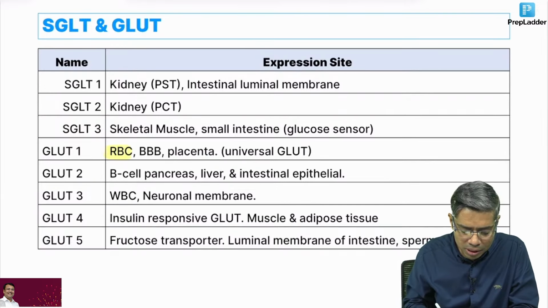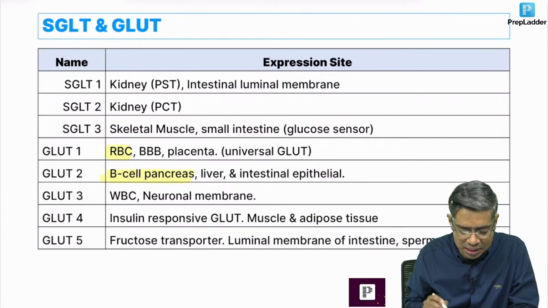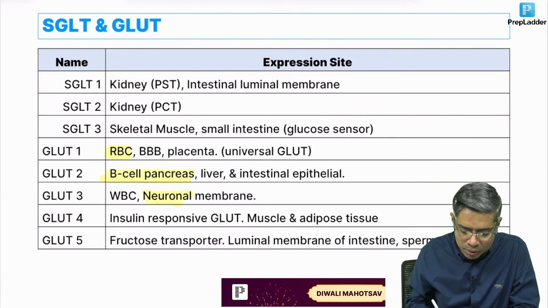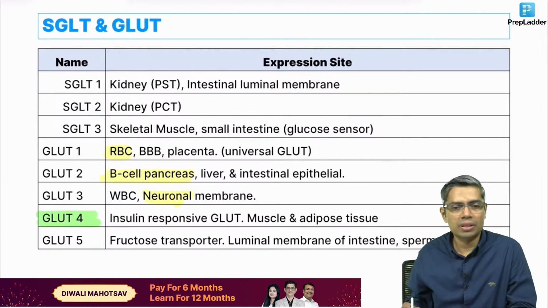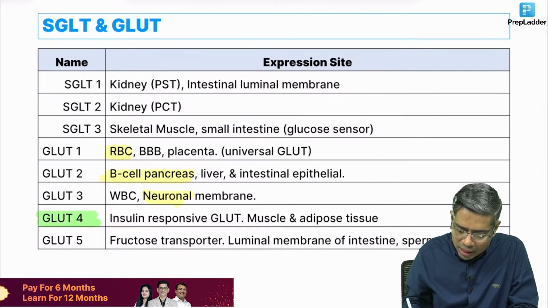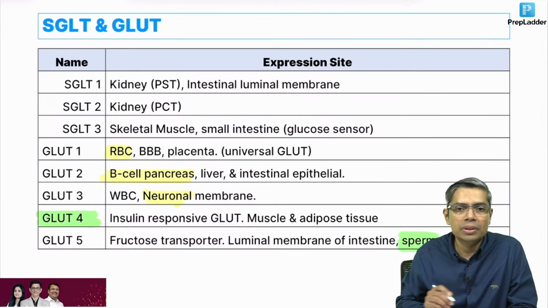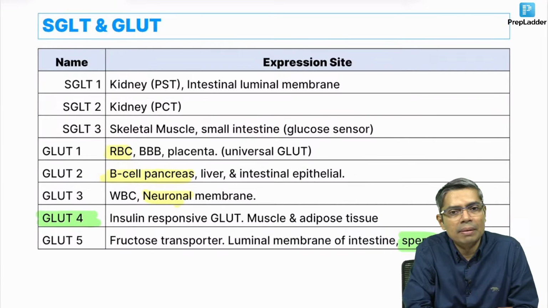GLUT1 is in RBC, GLUT2 is in the pancreatic beta cell, GLUT3 is in the neuronal membrane, and the insulin responsive GLUT is GLUT4. Most of the important questions have been asked from here. GLUT5 is the fructose transporter, present in sperm. This is one important thing that you have to remember.